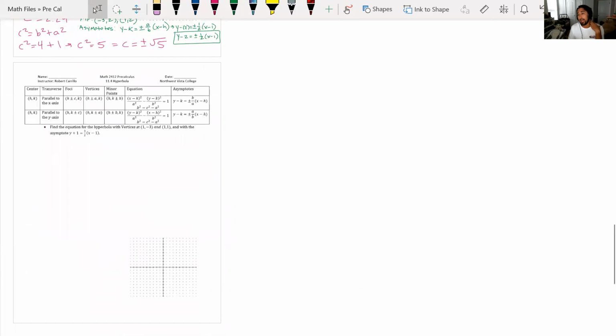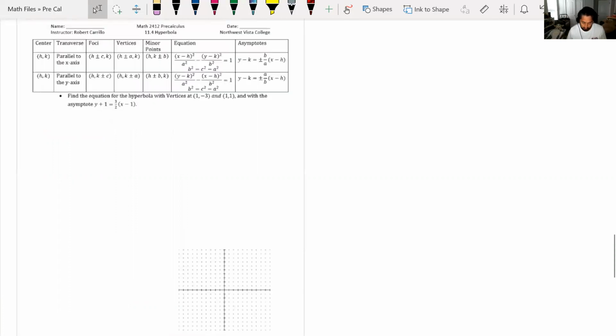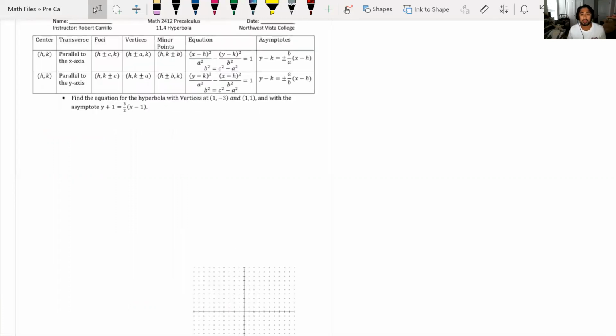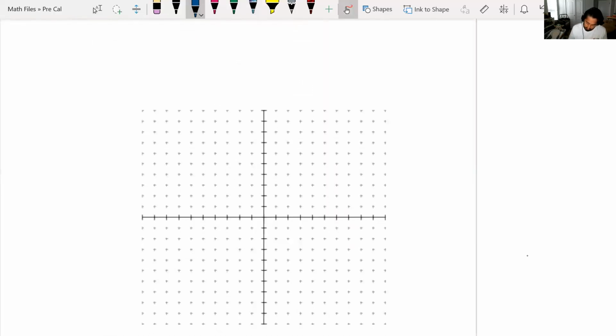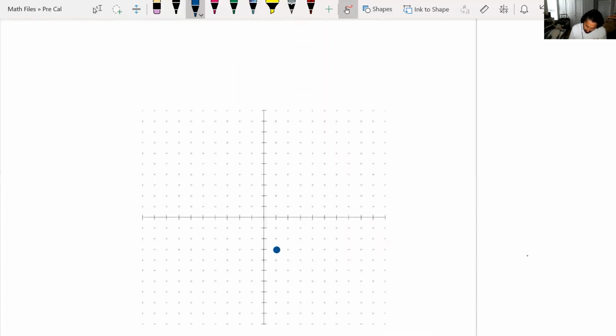Hey, look at that. Last one. All right. So we are given vertices at 1, -3, and 1, 1. We're also given an asymptote. All right. So vertices at 1, -3, and 1, 1. Let's plot those. 1, -3, and 1, 1.